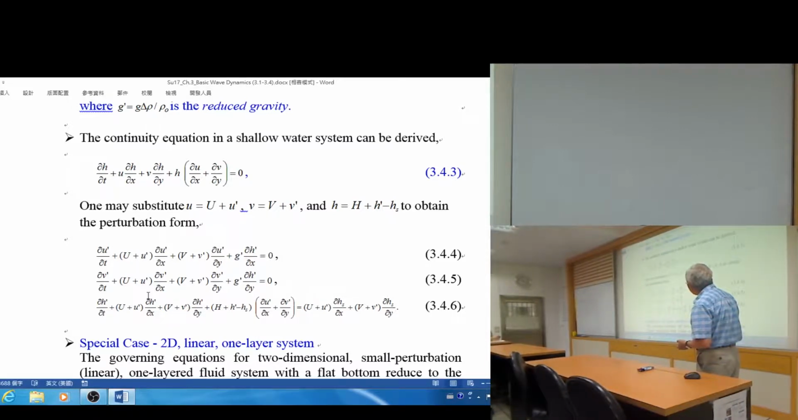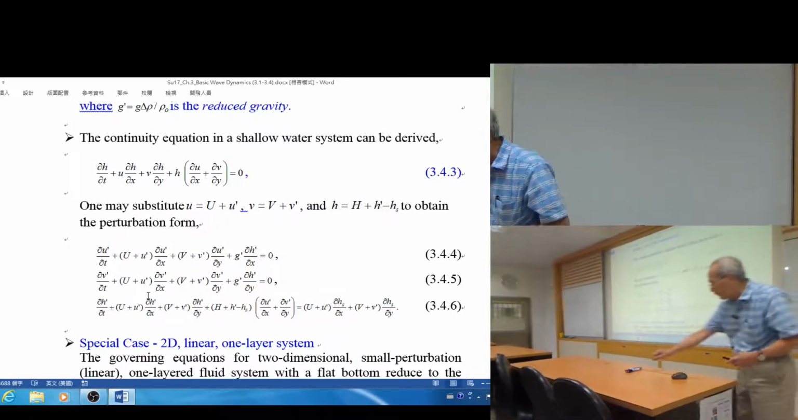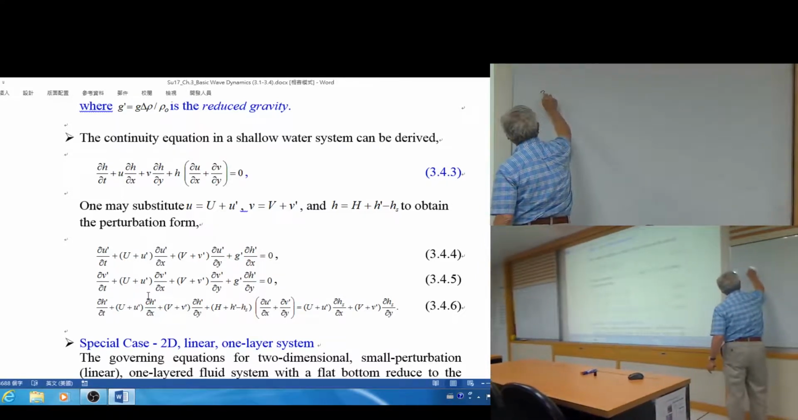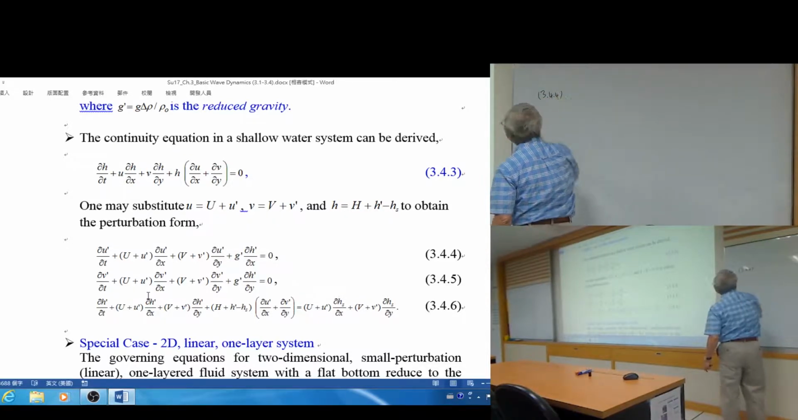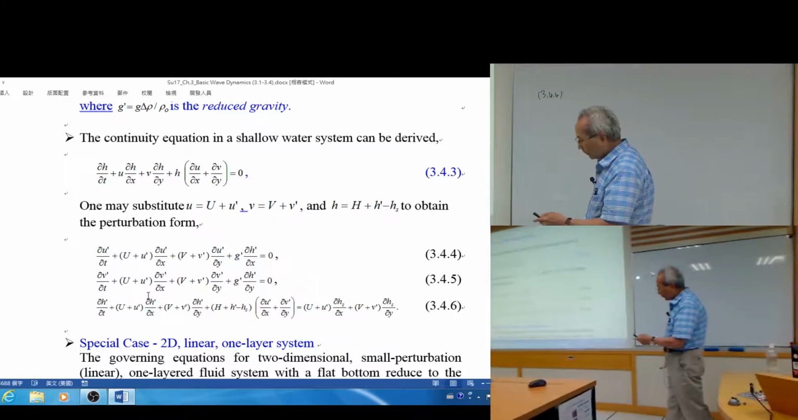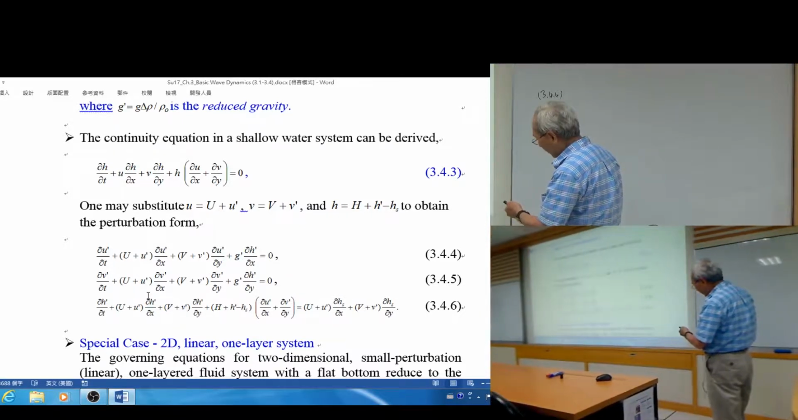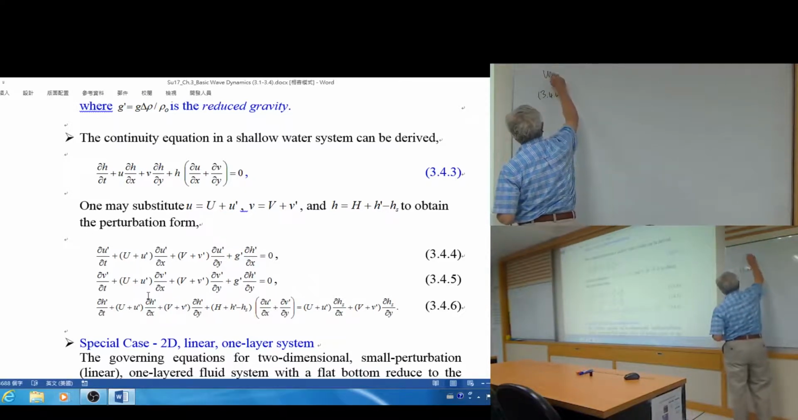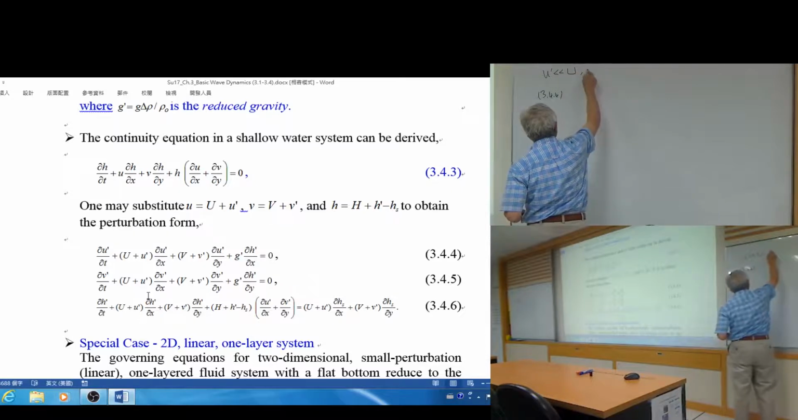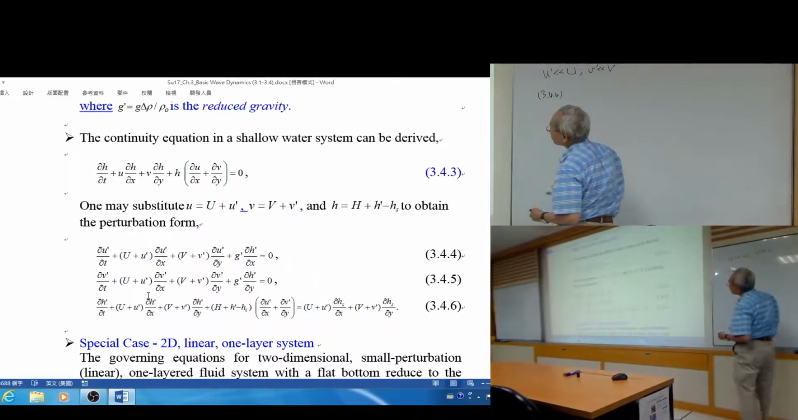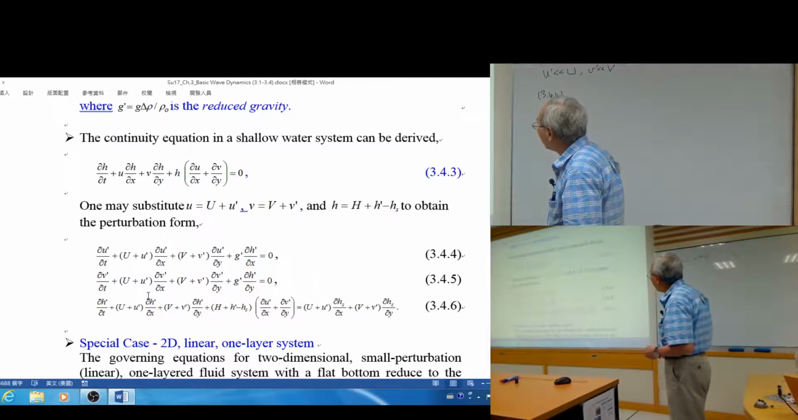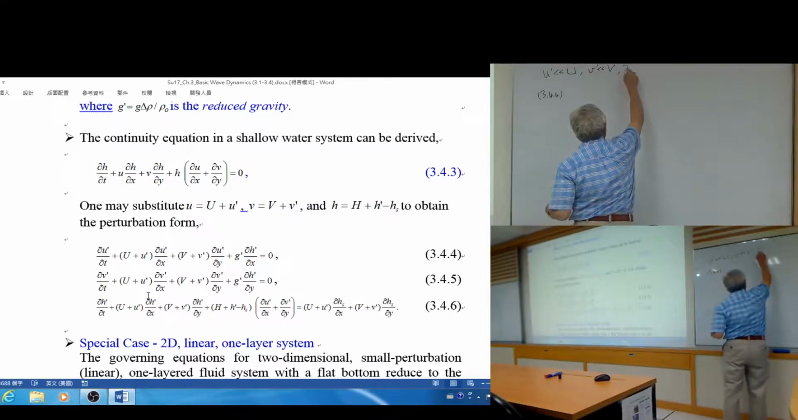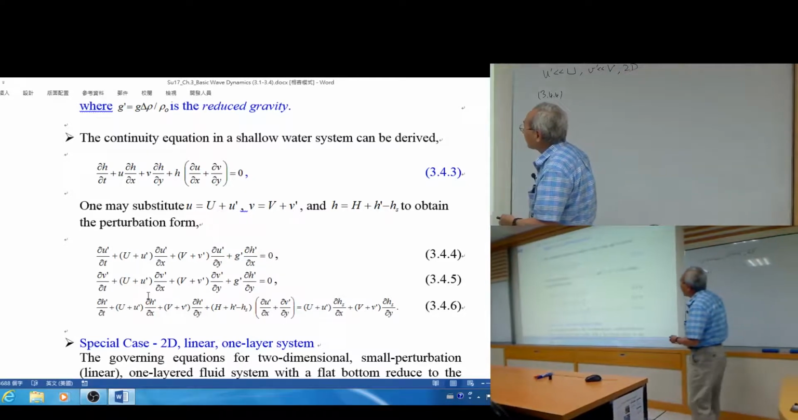And so if we ignore this, let's do it term by term. So 3.4.4. If we assume u prime is much less than capital U, and v prime much less than capital V, that's linear. And then we also assume 2D.